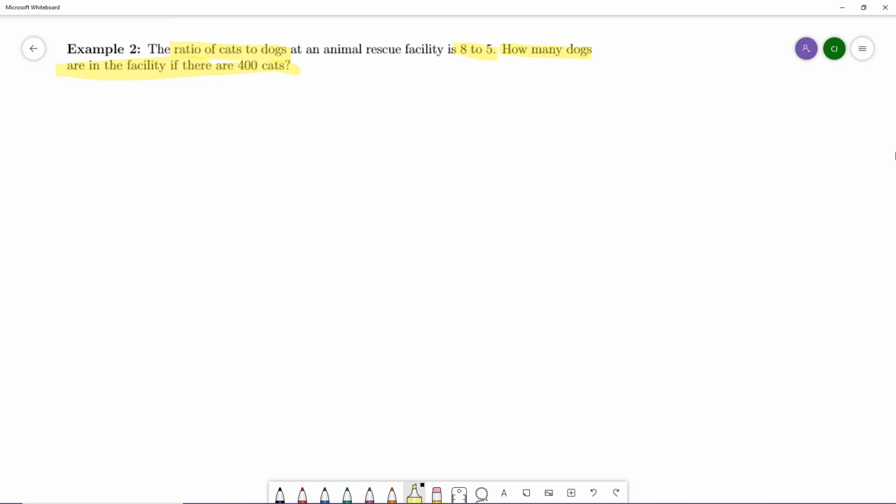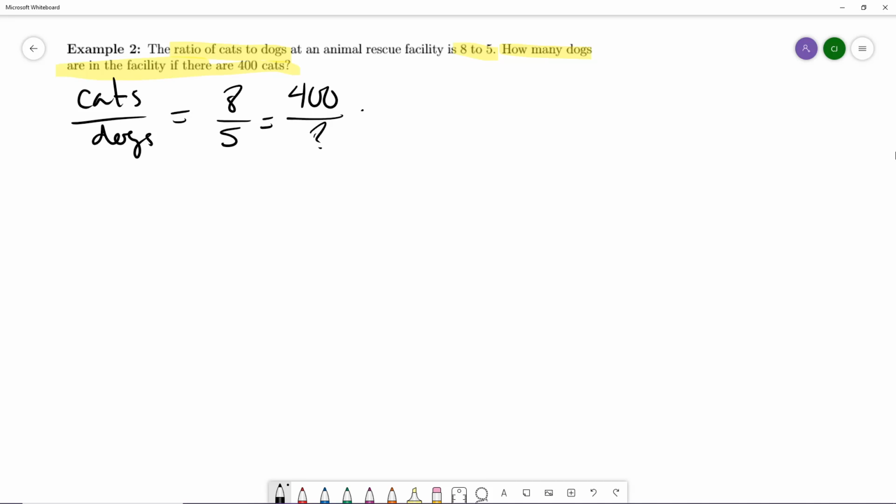Right? So let's set it up. Cats to dogs, you can do cats over dogs. So if we do that, that is 8 to 5. So 8 to 5 is 8 over 5. And then we want to know how many dogs there are. So since dogs is in the denominator, we put the question mark on the bottom, and then we want to know 400 cats.